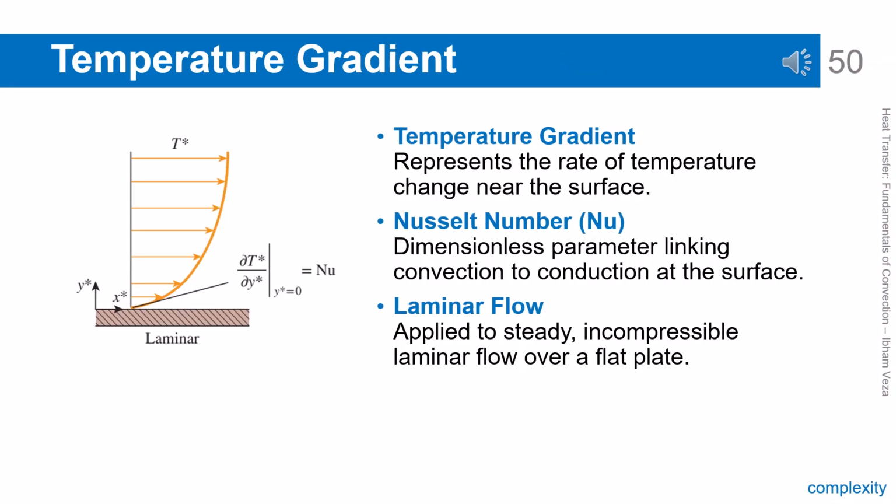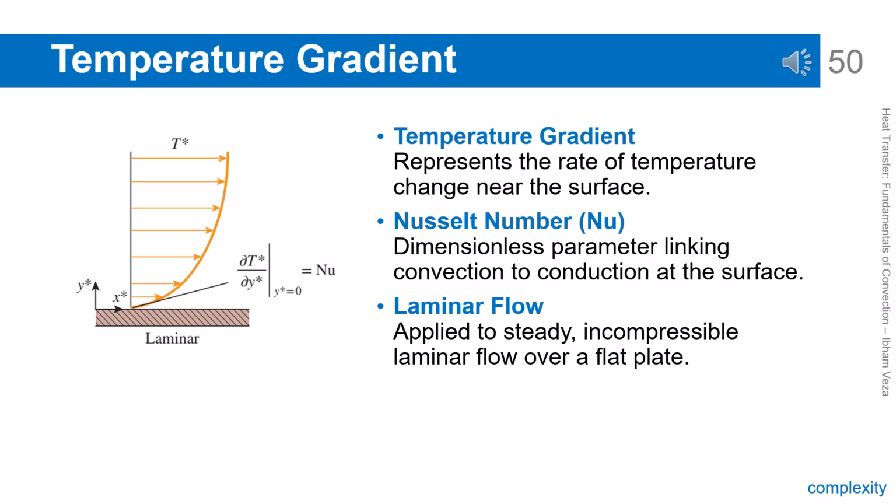Temperature gradient and Nusselt number. The temperature gradient at the surface determines the conductive heat transfer rate near the wall. The Nusselt number links convective heat transfer to pure conduction at the surface. For steady laminar flow over a flat plate, this relationship can be derived analytically.